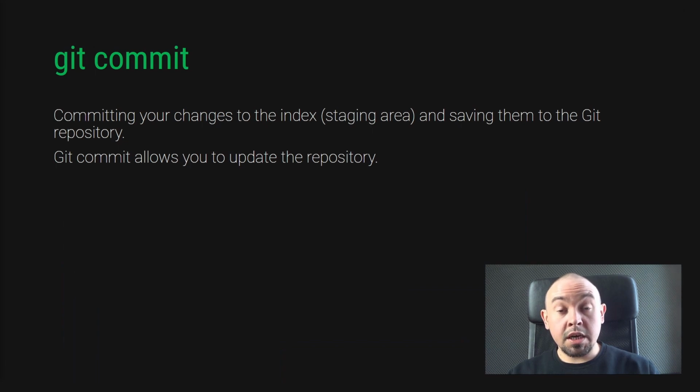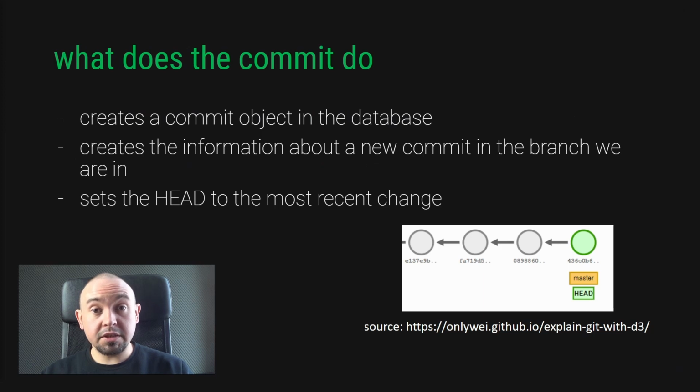Git commit. Committing your changes in the staging area and saving them to the Git repository. Git commit allows us to update our repository. But what does the commit do? It creates the commit object in the database. It creates the information about a new commit in the branch we are in. And it sets the head indicator to the most recent change. We will talk about the head element later on.